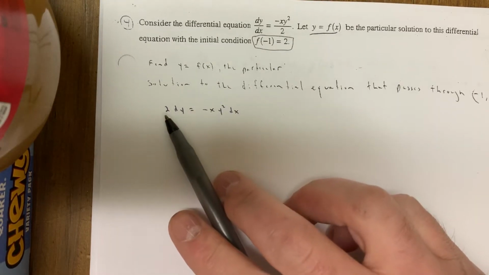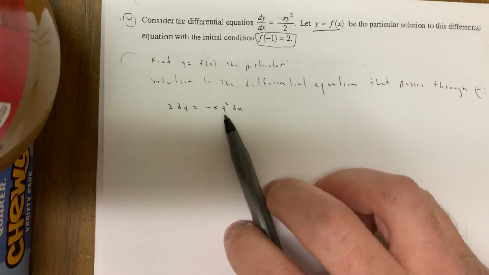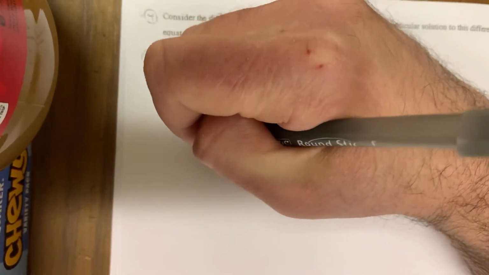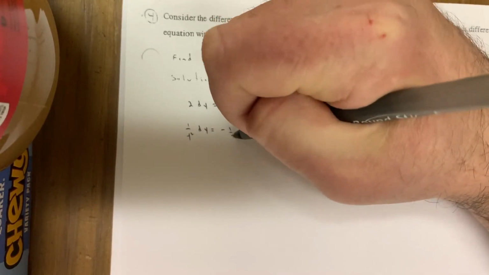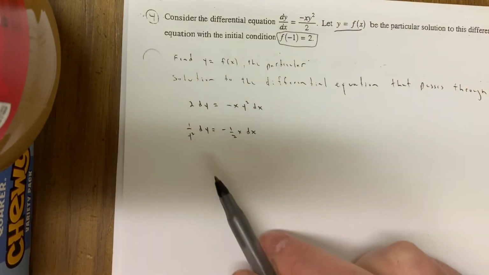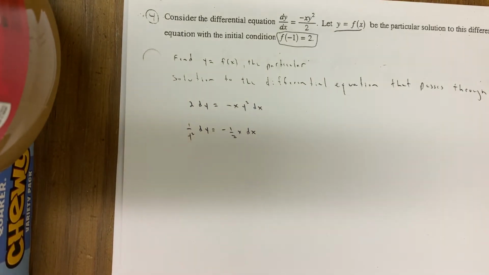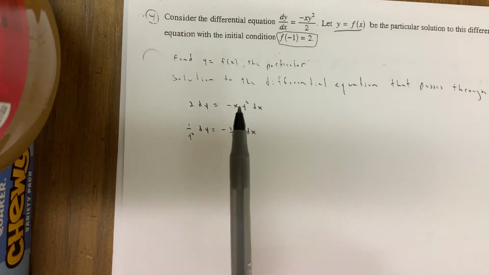So instead of dividing by 2, I'll multiply by 1/2 on both sides, and I'll also multiply by 1 over y squared on both sides. So that'll give me 1 over y squared dy is equal to -1/2 x dx. Hopefully you realize how I got there. If you don't, pause the video, think about it. Okay, all I do is really divide by 2 on both sides, divide by y squared on both sides.